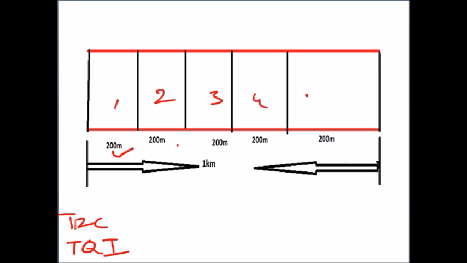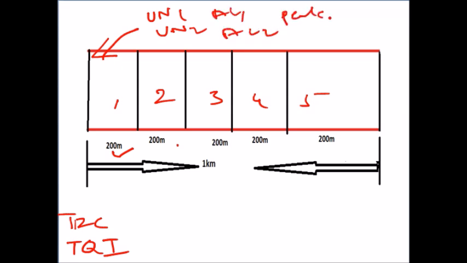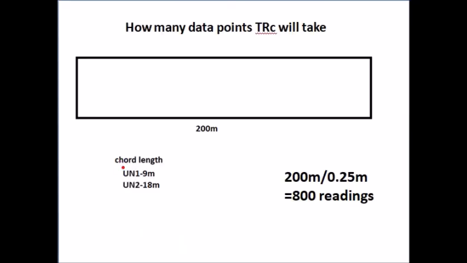So this is block number 1, block number 2, block number 3, 4, 5. In 1 kilometer you have 5 blocks, and each block length is 200 meters. In this 200 meters length, all the parameters UN1, UN2, AL1, AL2, peaks, gauge, all this data is recorded. Now, in each block, at what interval it will record, we will see.